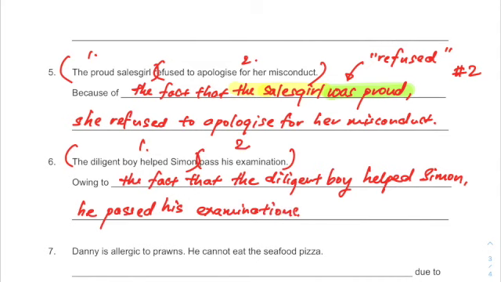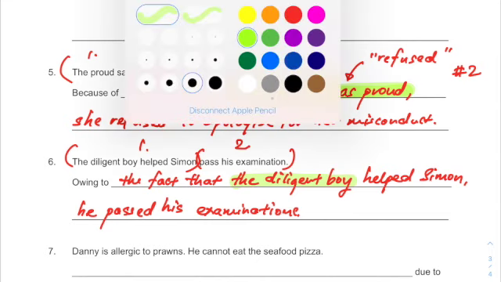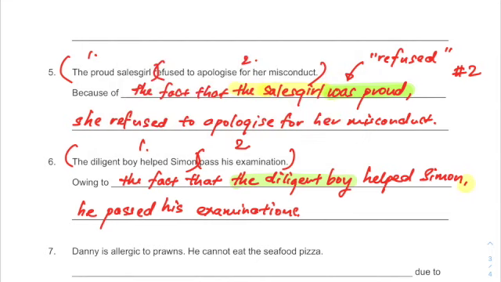Alright, so this is rather tricky. If I'm using the fact that, then the diligent boy helped Simon, right? Because the diligent boy helped Simon pass his examinations. So owing to the fact that the diligent boy helped Simon, right, he passed his examinations, right? So be very careful here. This is quite tricky if you are using the fact that.